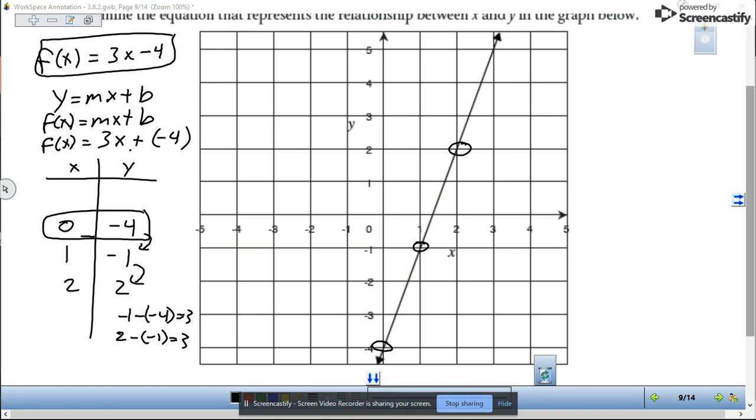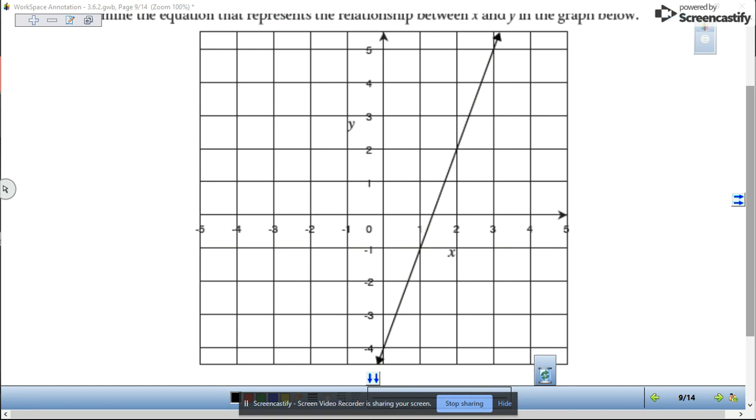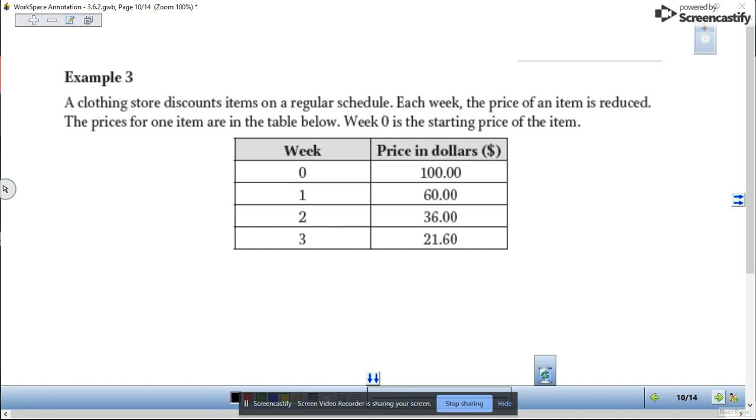All right, example 3. All right, so this time we weren't given a graph. Doesn't mean we can't do the problem, but we have to figure out first, do we think it's linear or exponential? So a clothing store discounts items on a regular schedule. Each week, the price of an item is reduced. The prices for one item are in the table below. Week 0 is the starting price. So they gave you your initial value. Okay, again, that's super important.